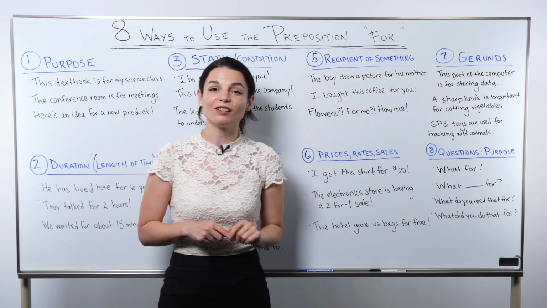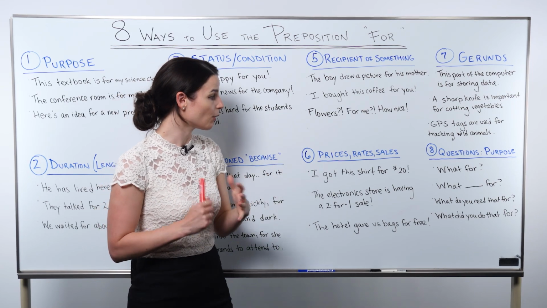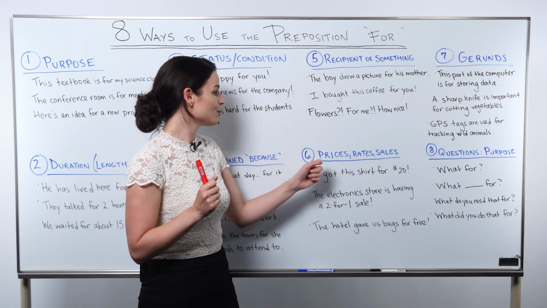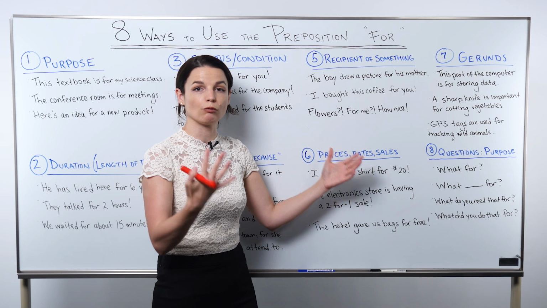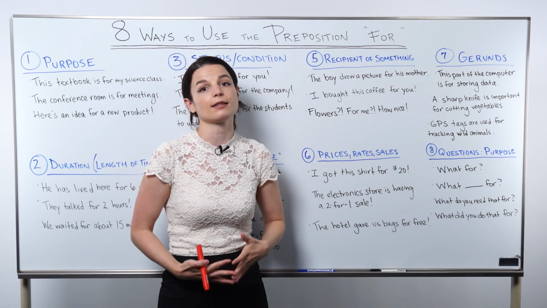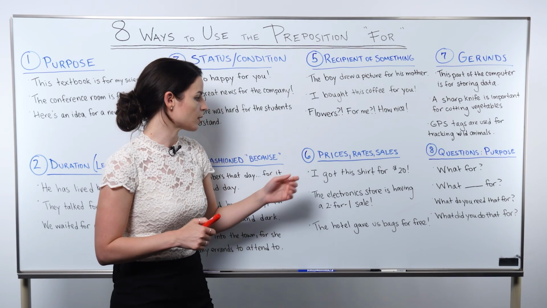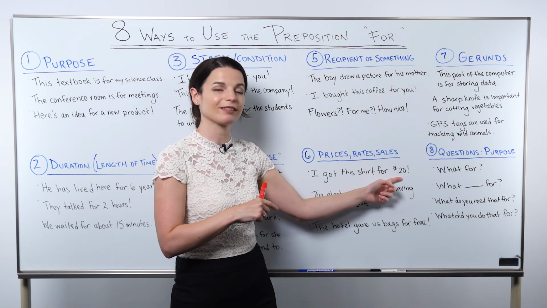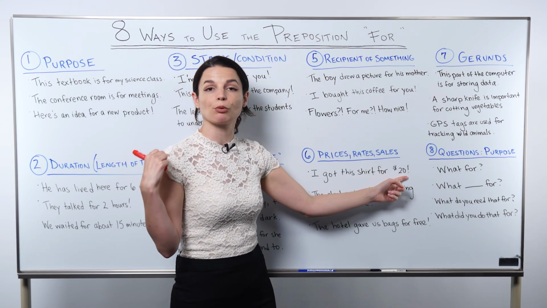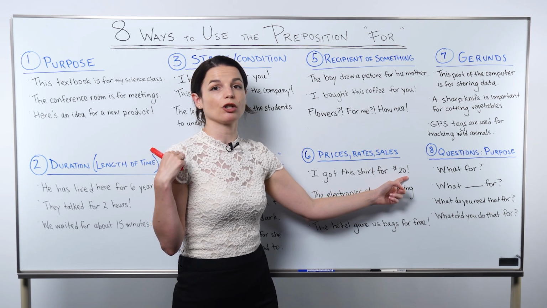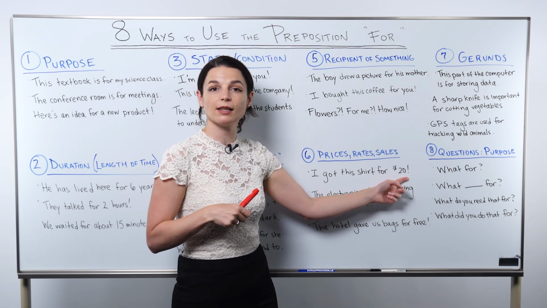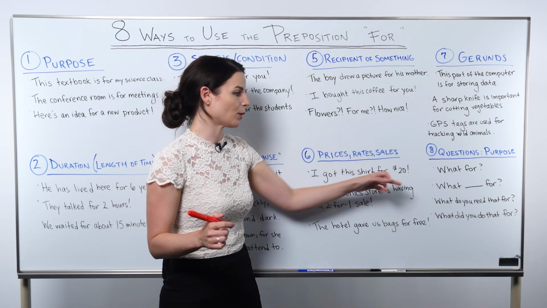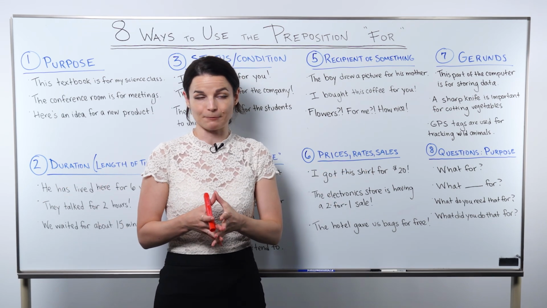Okay, great. Let's continue on to number 6. Number 6 is also, I think, a pretty easy one to understand quickly because it uses numbers. We use for to express prices and rates and sales and discounts, these kinds of things. So let's look at some examples. First one, I got this shirt for $20. For is before the price of the item. Another way to say this is, I bought this shirt and the price was $20. But for $20 is a very quick and short way to say it, yeah?